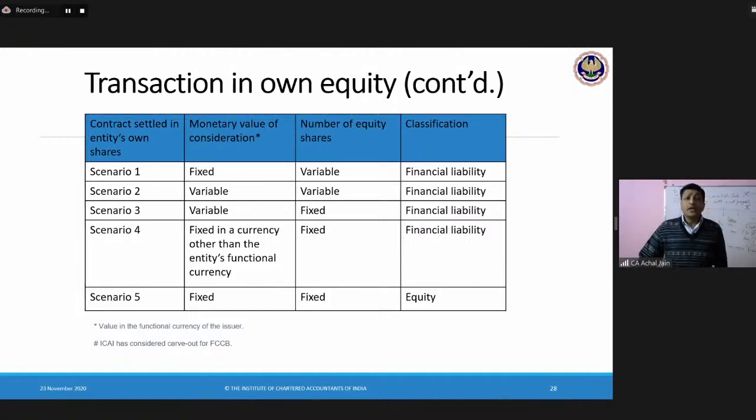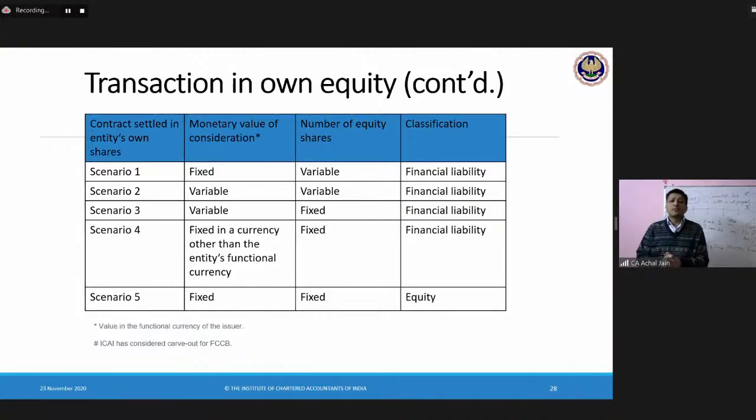Now in this table, you'll see that whenever there is any variability, in scenarios number 1, 2, 3, and 4, there could be a variability either because of the number of shares or because of the amount, or it could be because of both.